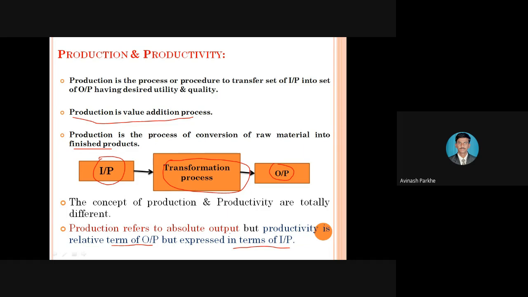Therefore, production and productivity are two terms that are different from each other. Production is related only to the output. If I have to increase production, I am not thinking about how much input is required. But if I have to increase productivity, I have to increase the output with a minimum amount of input.